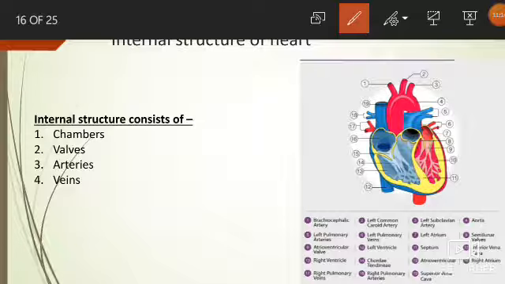Beyond this, some other structures are also present, that is called chordae tendineae. These chordae tendineae are present in the ventricle regions. That's number 14. You have seen this structure. These are named as chordae tendineae.